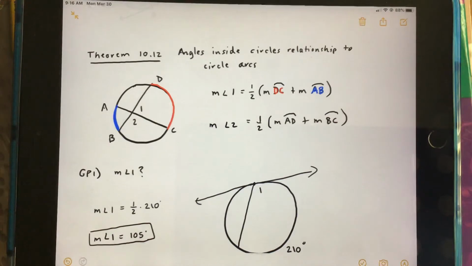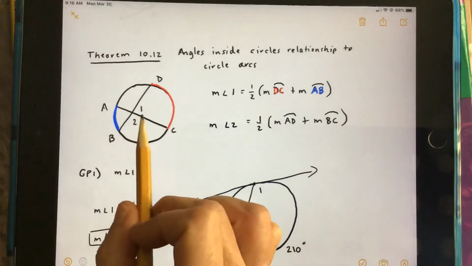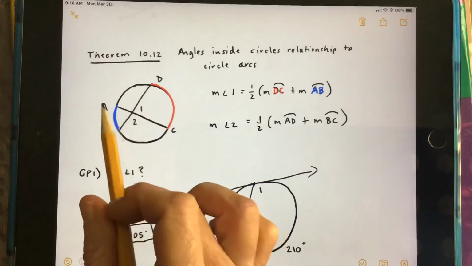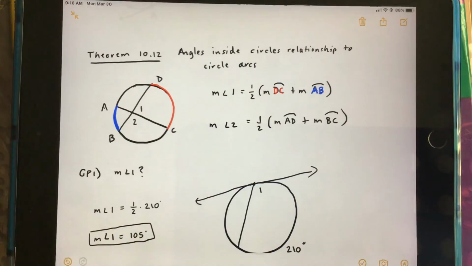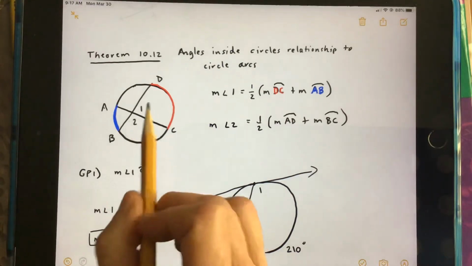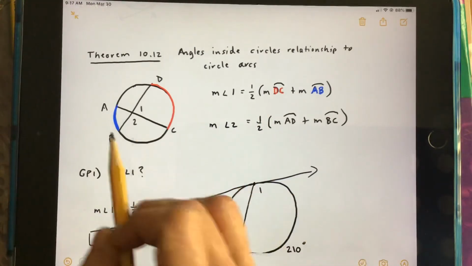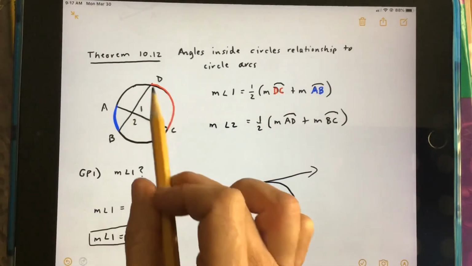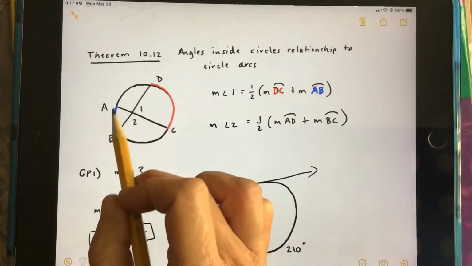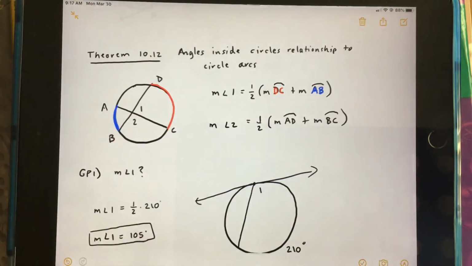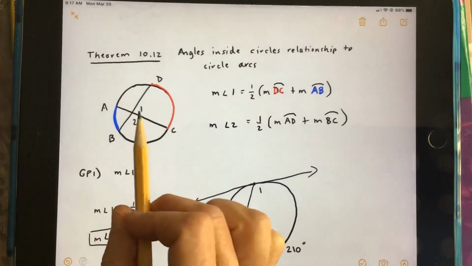The other theorem we're going to be working with in today's lesson is Theorem 10.12, and it talks about angles inside circles and their relationship to the circle's arcs. To figure out the measurement of this angle, formed by two chords intersecting at a point somewhere inside the circle, not necessarily the center, we take half of the measurements of the arcs intercepted by angle 1. Arc DC and arc AB: if you add the measurements of those two arcs together and then find half of that quantity, you'll have the measurement of angle 1.